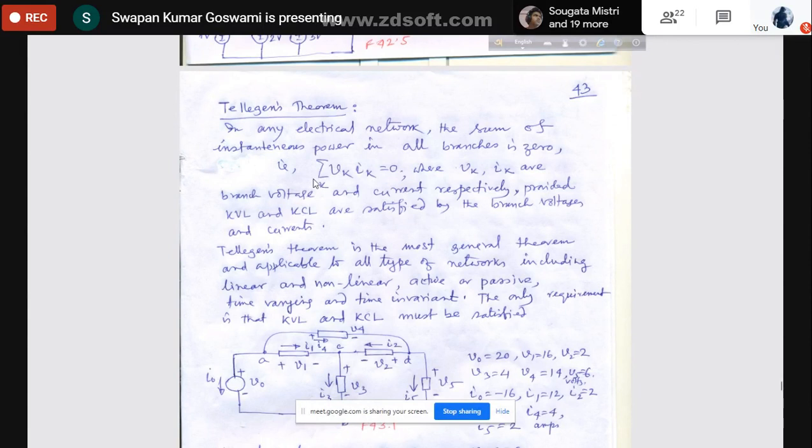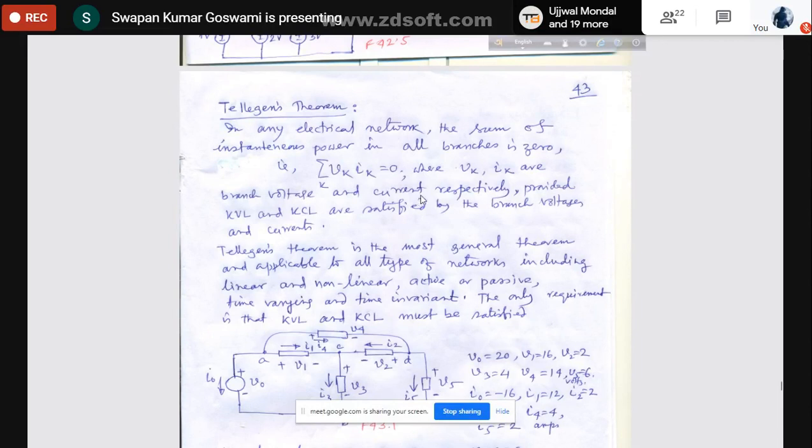That means the summation of Vk Ik, k from 1 to n, where n is the number of elements in the network, is equal to 0, where Vk and Ik are the branch voltage and current respectively. Vk is the voltage across the branch, Ik is the current flowing through the branch.